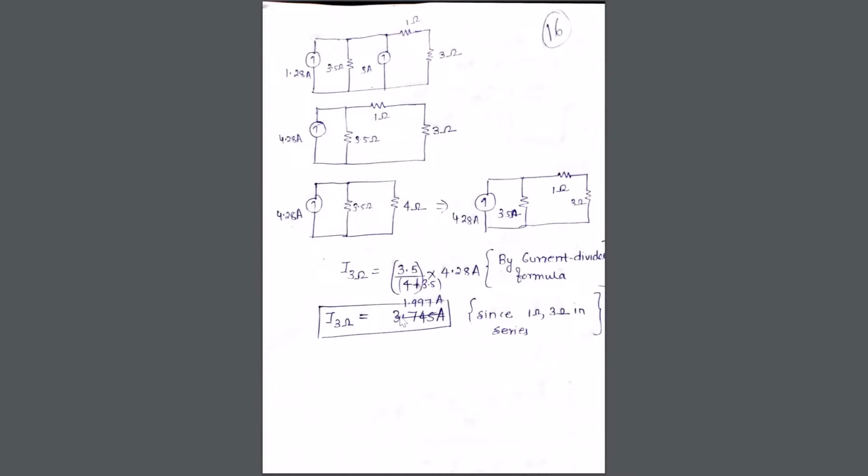So how does this formula come? This is the current divider formula. If you have two resistances in parallel and you have a current source in parallel to them, if you want to find the current through the 3 ohm resistor, it's going to be 3.5, the other resistance, upon 3.5 plus 3 plus 1, that is 4, into my net current, that is going to be 1.997 amperes. So I hope I'm very clear with this.